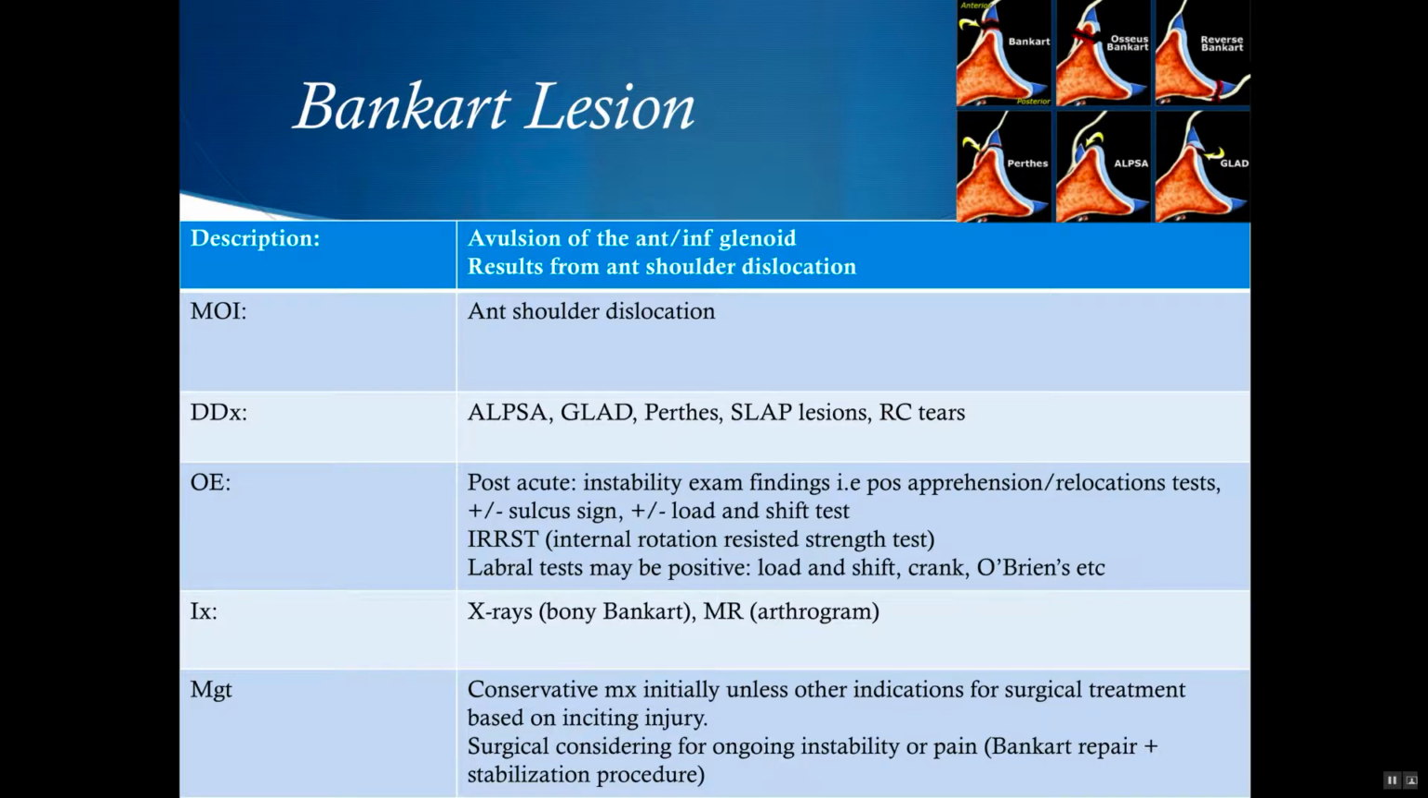Labral tests, which are generally quite poor tests in terms of sensitivity, can be helpful in a good clinical context. And so things such as your load and shift, your crank test, O'Brien's, etc., may be positive. I personally like the dynamic labral shear test, and I find it to be quite useful, especially if a clunk and pain is reproduced. In terms of investigations, X-rays may be helpful to rule out any bony pathology like a bony Bankart. Obviously, in the context of a dislocation, you may also look for a Hill-Sachs lesion. And then the MRI, specifically MR arthrogram, is your best modality to assess the glenoid labrum and for Bankart lesions.